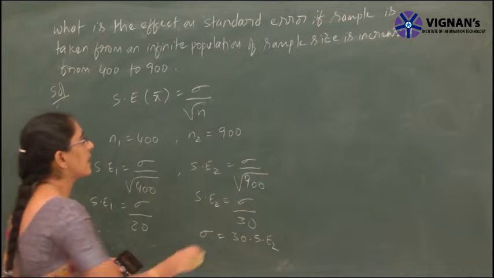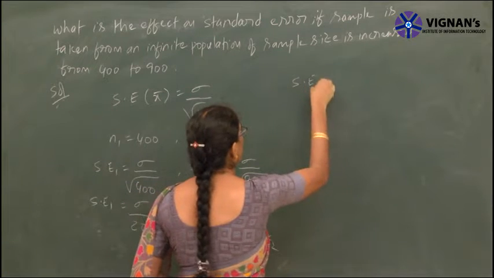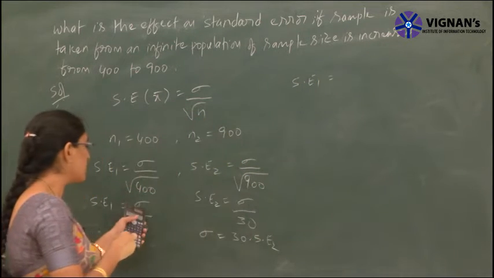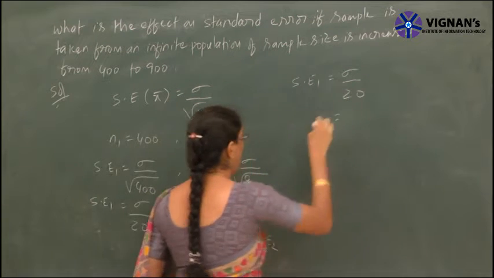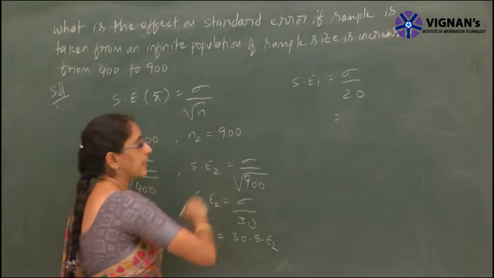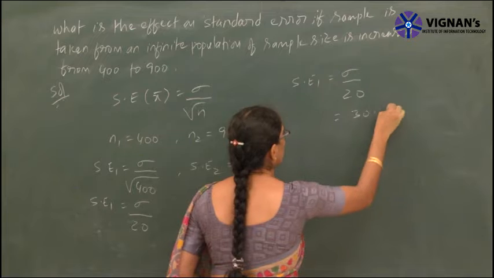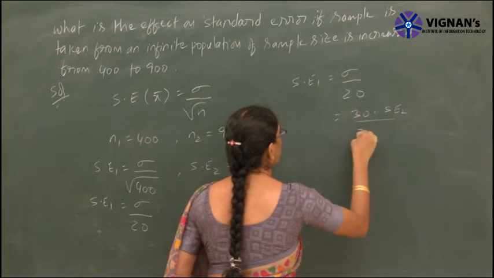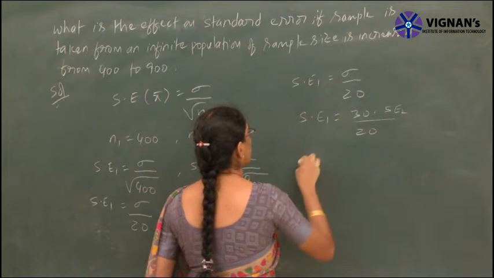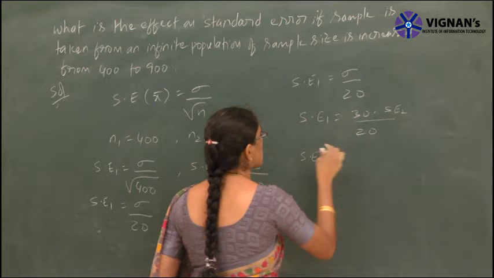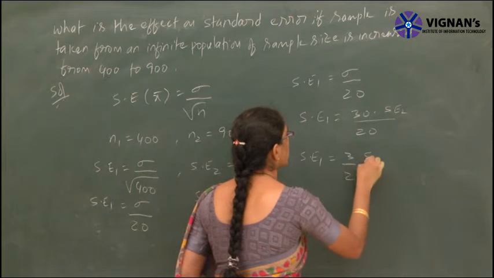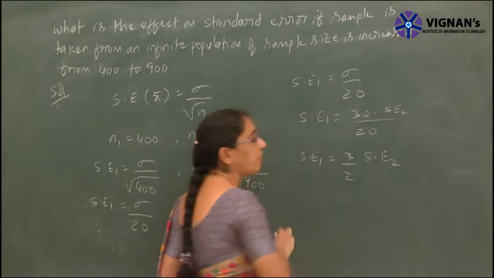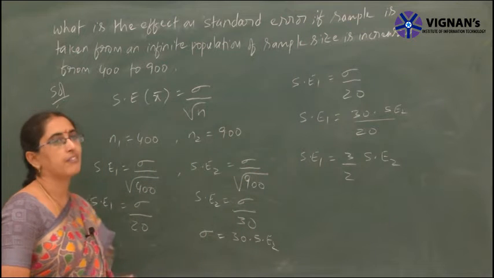Now what is the standard error when n1 is 400? That is sigma by 20 here. So sigma by 20. Now substitute this sigma value in that. So 30 into standard error of 2 by 20. Now that means here when the sample size is increased from 400 to 900, it becomes 3 by 2 of the standard error of 2 here. So that is the effect here.